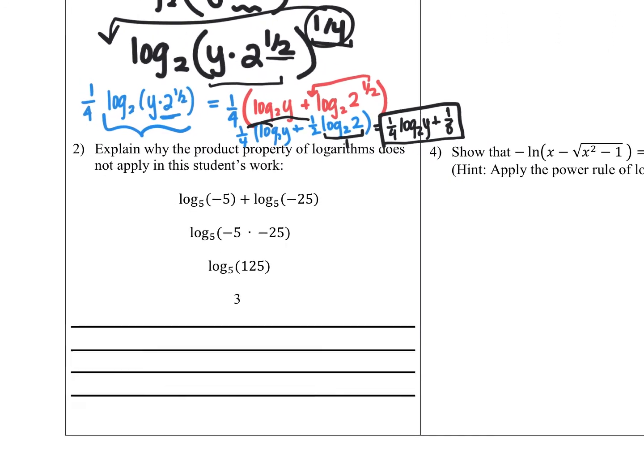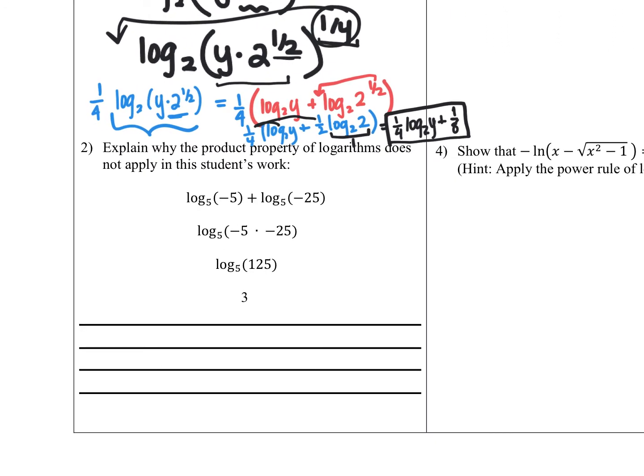All right. So it says explain why the product property of logs does not apply in the student's work. So as you're looking at it, we have 2 logs being added together here. And so we know we can write that as a single log of the product. But here's the big deal. The product property said that the number inside here had to be positive, because when we multiply a negative and a negative together, we end up with positive.